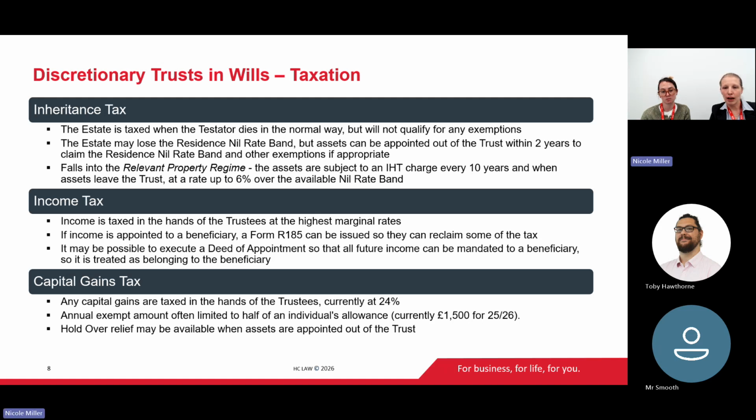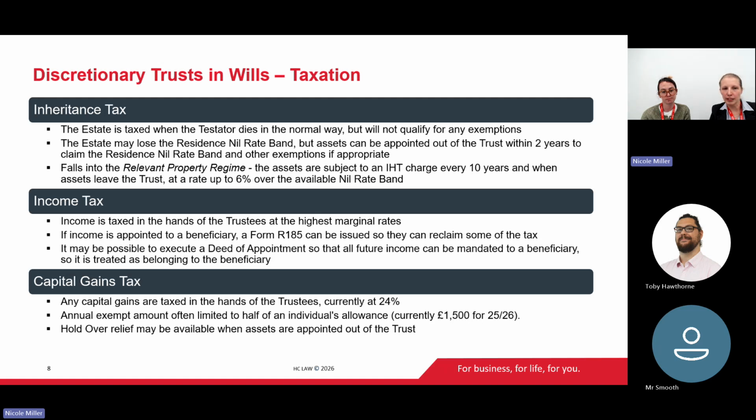Capital gains tax is again very similar to the life interest trust provisions, in that capital gains are taxed in the hands of the trustees at a rate of 24%. And again, the annual exempt amount is limited to 50% of the individual's allowance. So at the moment, £1,500, which is quite minimal.